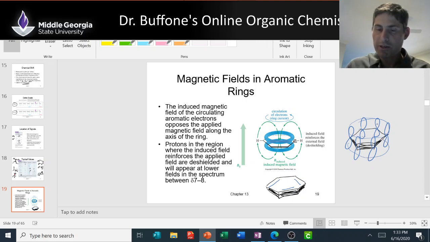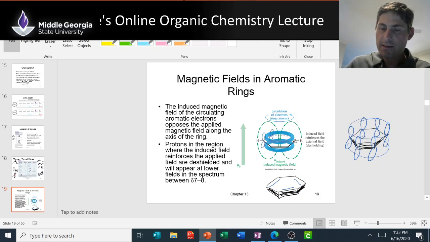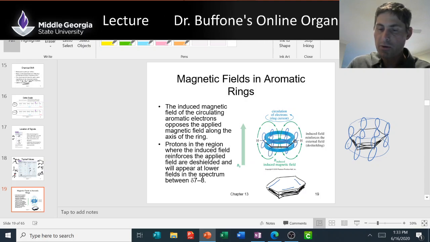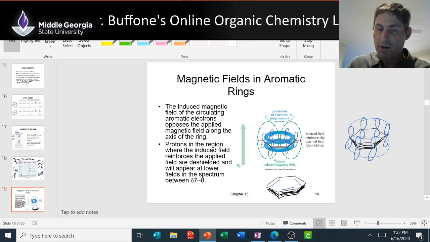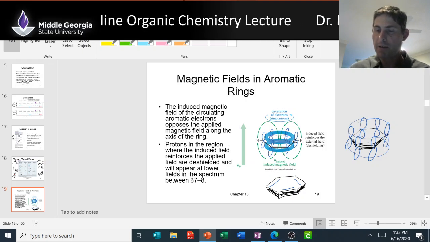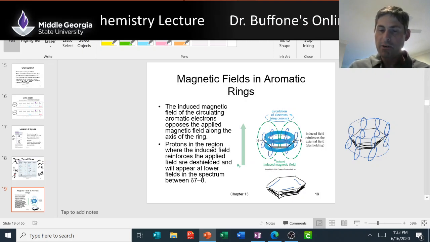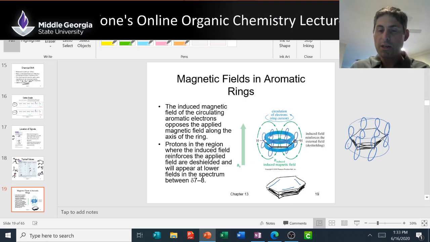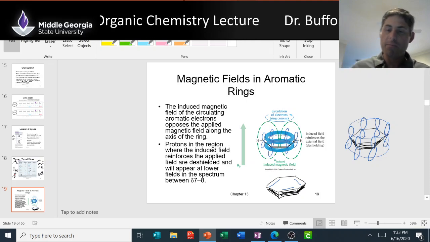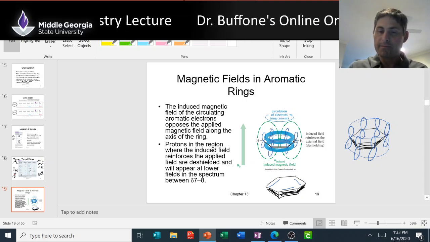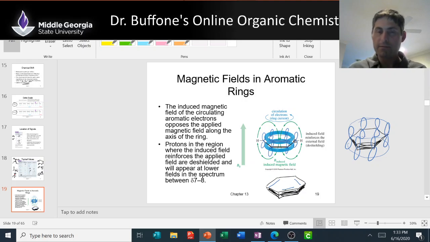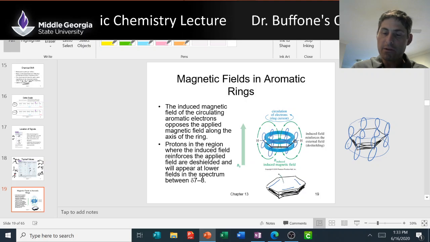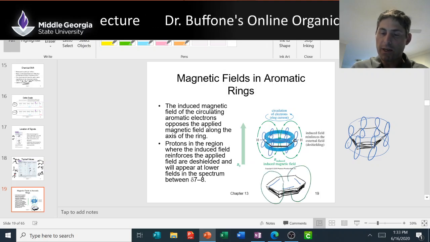I like to show this picture with these guys like this instead of the weird-looking blue rings. But these lobes that are overlapping make up this donut below, and these orbitals up top make the donut up top. Either way, the electrons in the aromatic ring create a magnetic field that you see here, in this ring.